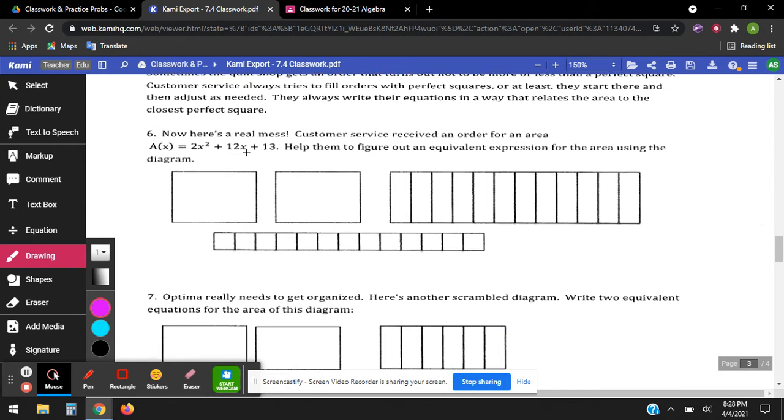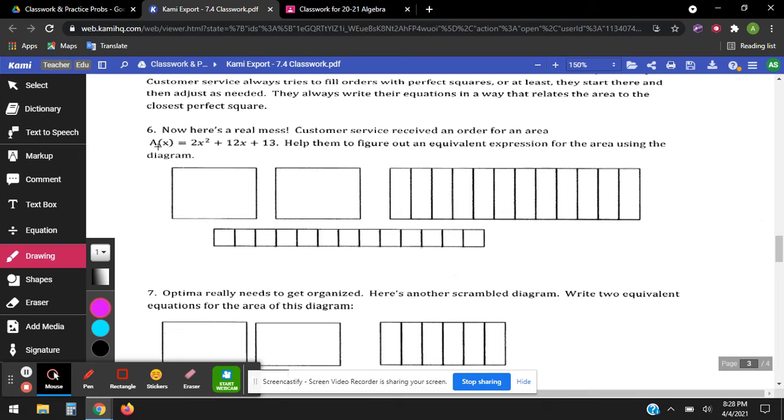So here's a real mess. They got this order. A of x equals 2x squared plus 12x plus 13. So we need to help them figure out an equivalent expression for the area using the diagrams. Well, okay. So we have two x's, right? Two x squareds. 1, 2, 3, 4, 5, 6, 7, 8, 9, 10, 11, 12. So 12 means I have to have 6 on each, right? Which means each side needs to have 3.